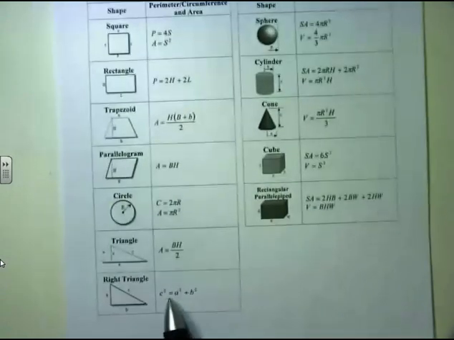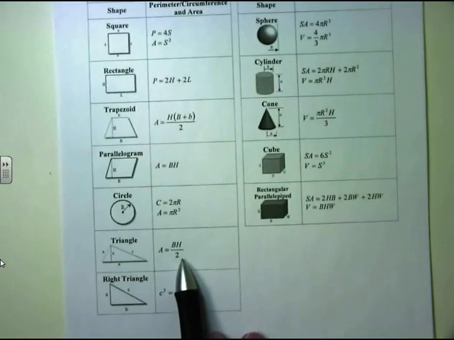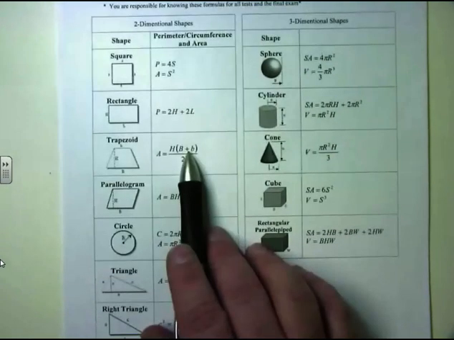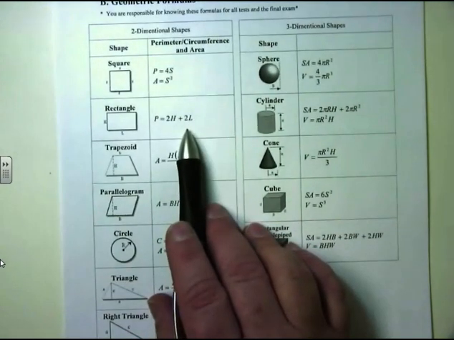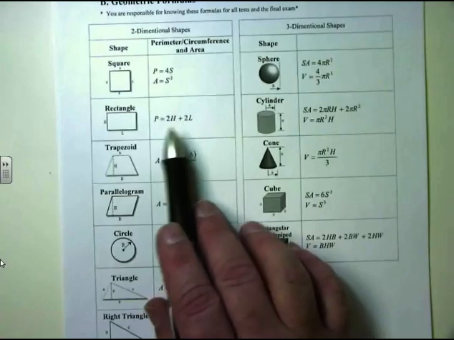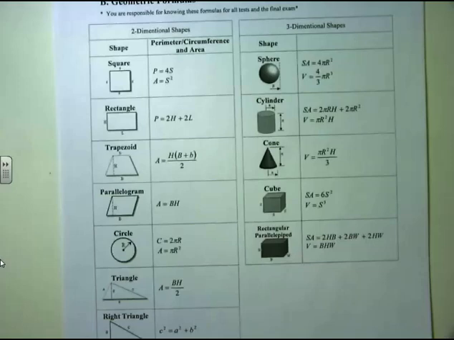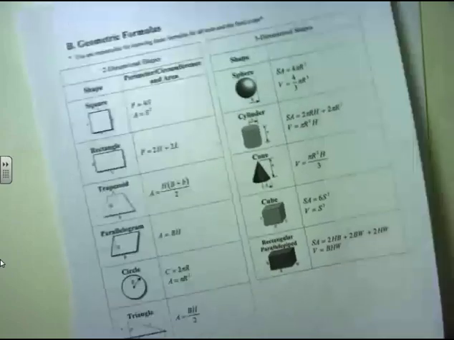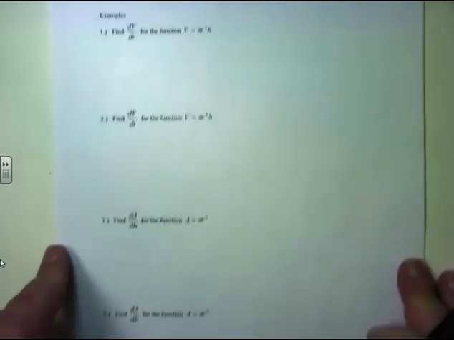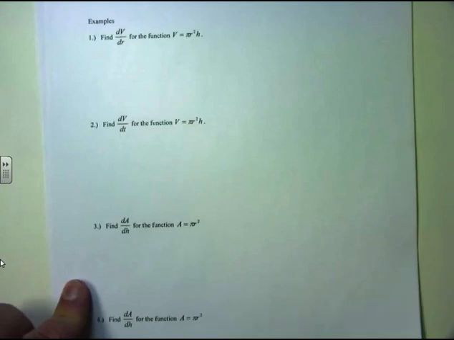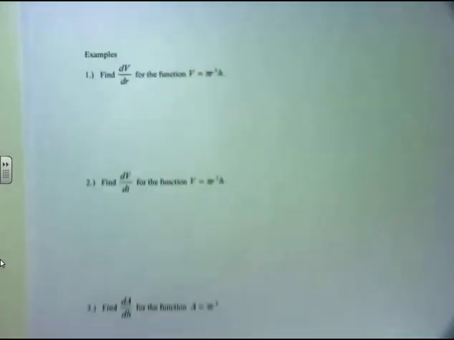Pythagorean theorem down here, area of a triangle, 1/2 base times height, area and circumference of a circle, area of a parallelogram, area of a trapezoid, area of a rectangle, as well as the perimeter of a rectangle, and area and perimeter of squares. These things we've all had since a long time ago, 3rd grade or whatever. All right, so that being said, let's take a look at example number 1 here. I'll blow it up so you guys can see a little bit closer, because I did type a little small.